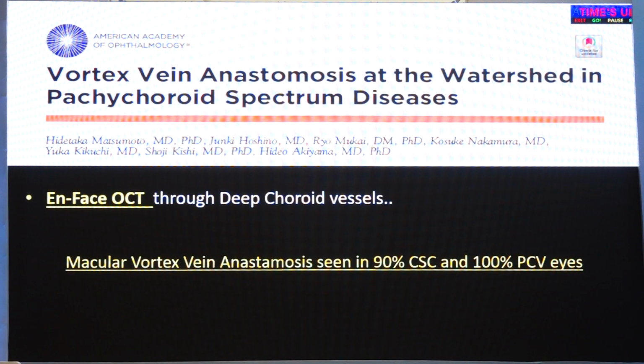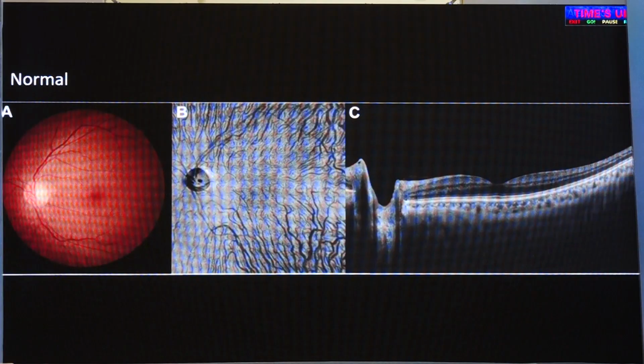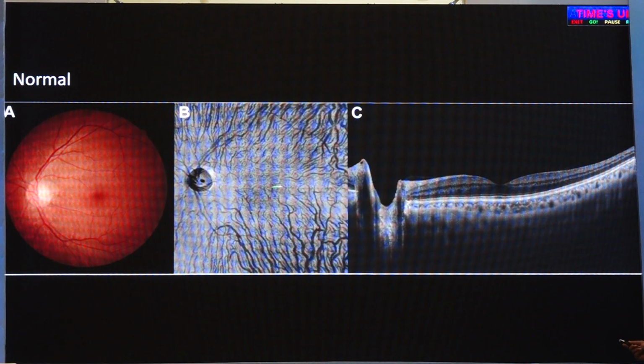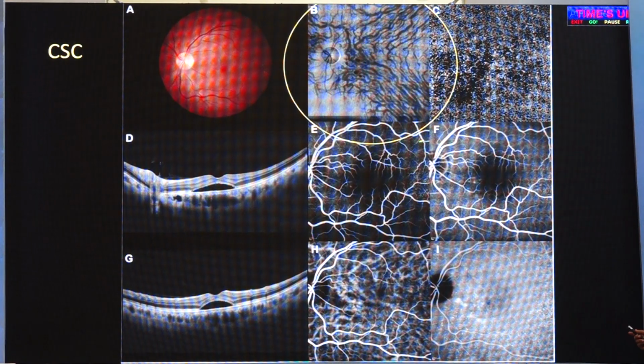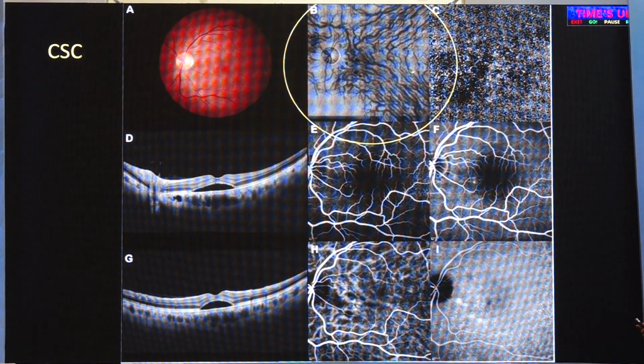So now coming to the en-face OCT through the choroid, it has shown that intervortex anastomosis at the macula can happen in 90% of cases of central serous chorioretinopathy as well as 100% of PCV eyes. So normally it should be like this. There should be a watershed zone at the macula, horizontal raphe. But in CSC you can see on non-invasive en-face OCT, there is the breach of the watershed zone.